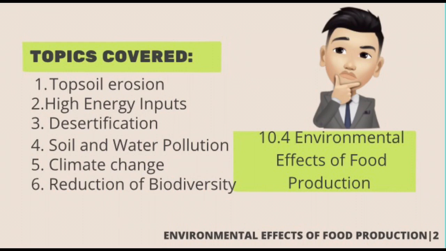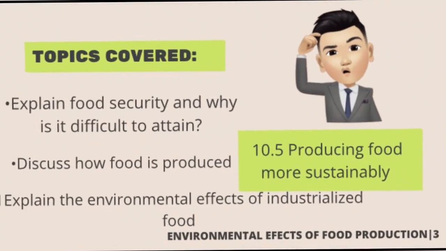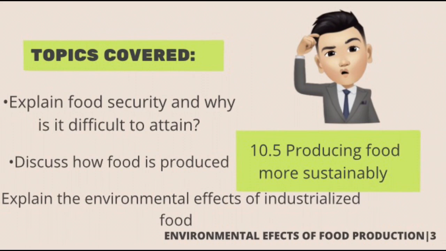So first, the 10.4 environmental effects of food production, under which are the topsoil erosion, high energy inputs, desertification, soil and water pollution, climate change, and reduction of biodiversity. The next one is 10.5, producing food more sustainably. Under this topic are explain food security and why is it difficult to attain, discuss how food is produced, and lastly, explain the environmental effects of industrialized food.